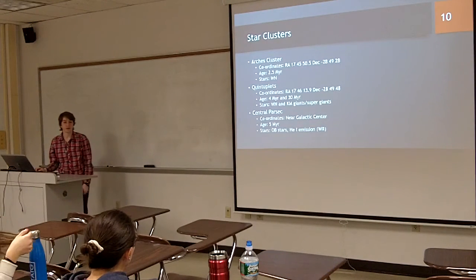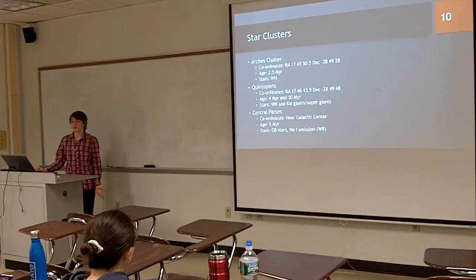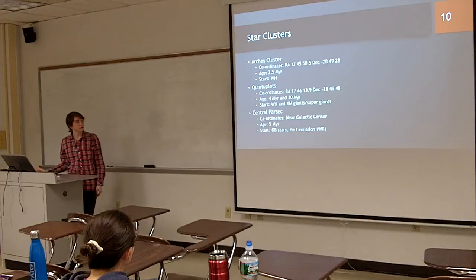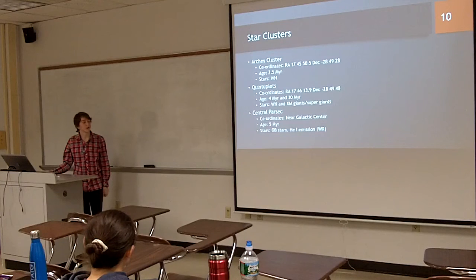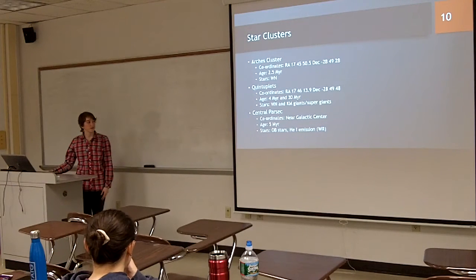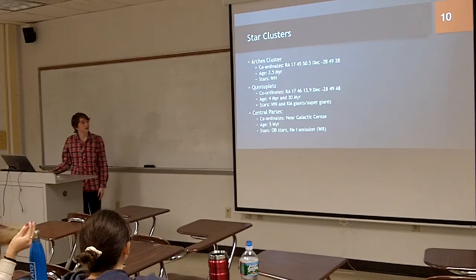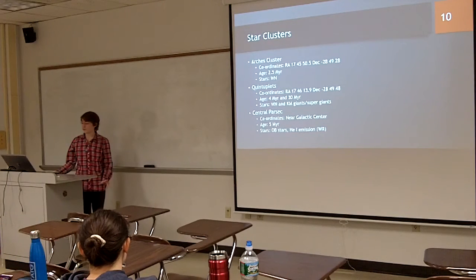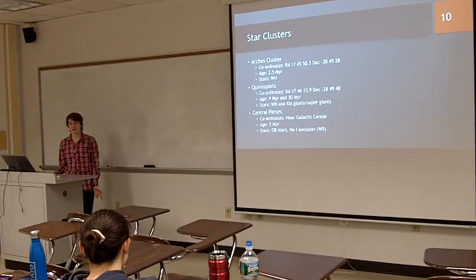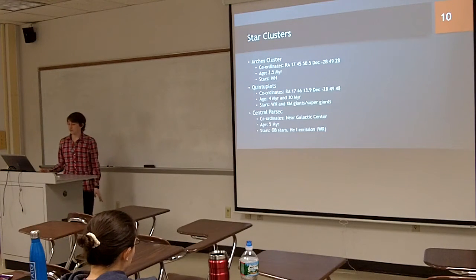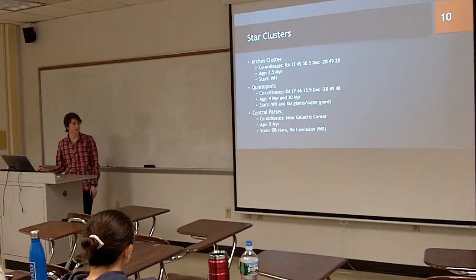Next I wanted to look at star clusters, to see if they had any impact on the shape of the bar. So it says the Arches cluster, the Quintuplet and the central parsec. The Arches cluster is made up of mostly Wolf-Rayet stars, which are about 2.5 million years old. The Quintuplet actually has two separate groups in it. Mostly there are Wolf-Rayet stars, which are about 4 million years old, but there's another group of stars that may or may not be related, in the same area, of KM giants and supergiants, around 30 million years old. And the central parsec is more Wolf-Rayet stars, barely 5 million years old.